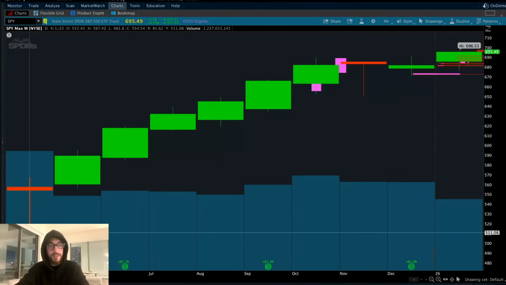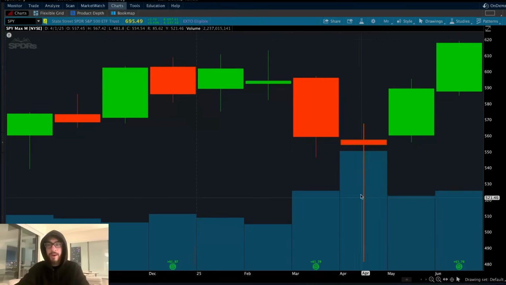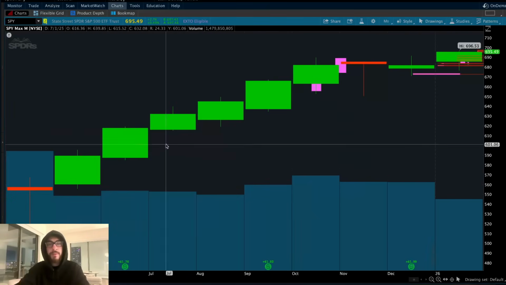Look at this. You see this red candle right here? You see this red pin? This is a monthly candle. You see this red pin right here? Last time this red pin formed, look at what happened. SPY just kept on going up. You see how it just keeps on going up and up and up and up?